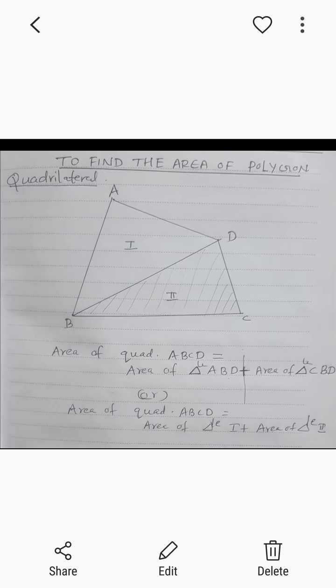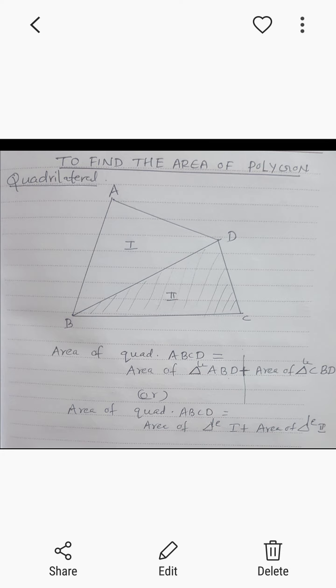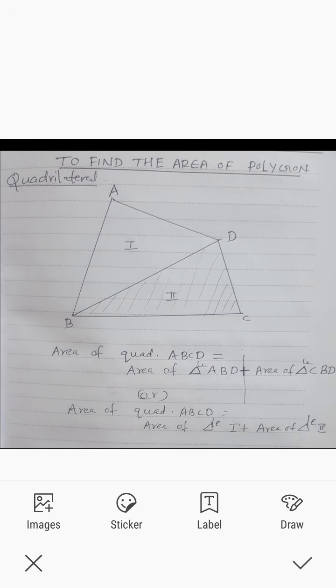Next, to find the area of polygons. Here let's consider the polygon quadrilateral. A quadrilateral is a four-sided polygon. So here quadrilateral ABCD. Quadrilateral ABCD is divided into two triangles here. How is the quadrilateral divided into two triangles? By drawing the diagonal BD. A quadrilateral can be divided into two triangles by drawing any one of its diagonals. Here I have drawn the diagonal BD.